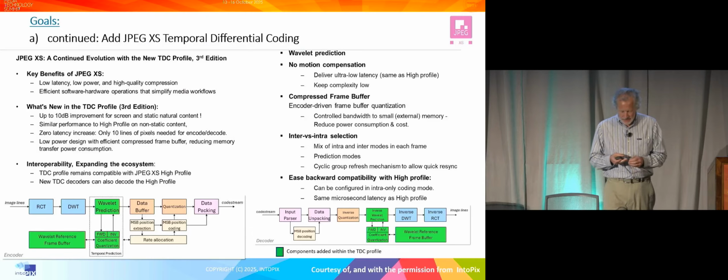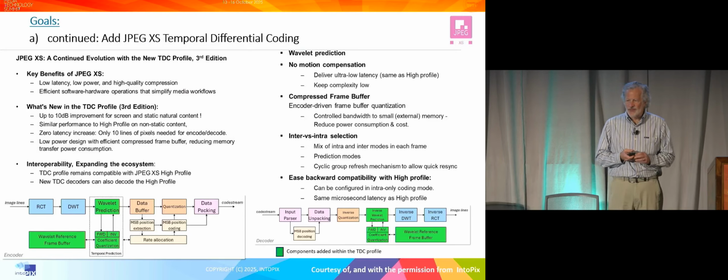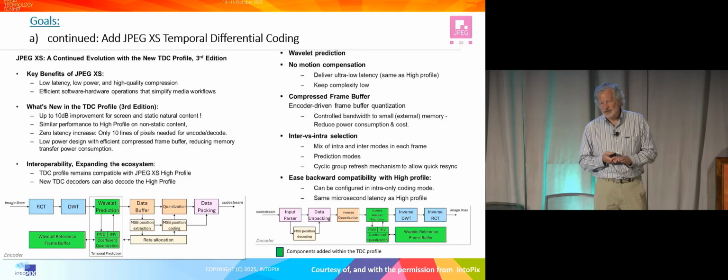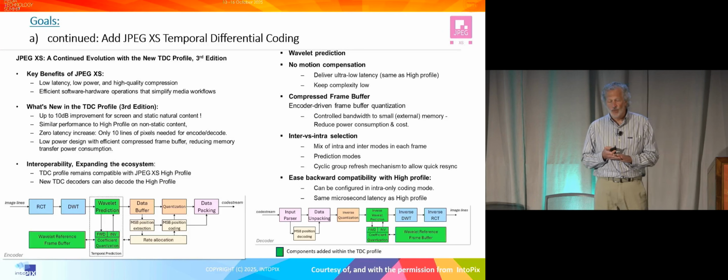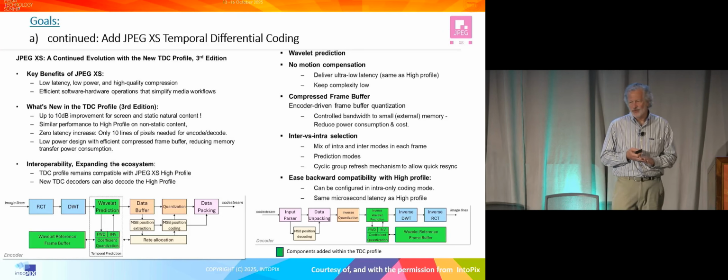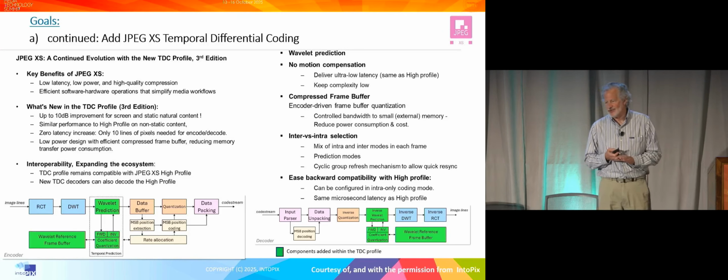This is just a drawing of some of the key aspects of JPEG XS TDC. Some of the benefits: it does maintain low latency, but also provides high quality compression and a little bit more compression than what we see with standard JPEG XS.